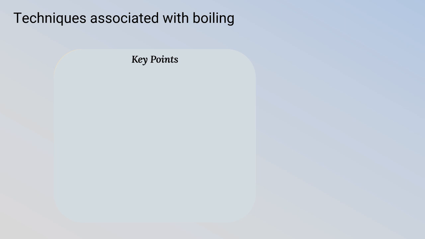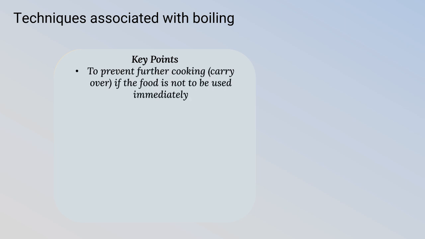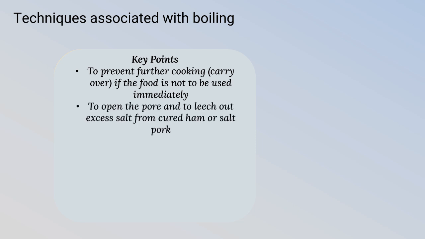Now, some key points of blanching. Why do we blanch actually? To prevent further cooking if the food is not to be used immediately. We blanch and keep. To open the pores and to leach out excess salt from cured ham or salt pork. For products having excess salt, to remove that salt, sometimes we use the blanching method. In that way, the pores will open, and through those pores all the excess salt will leach out into the water.